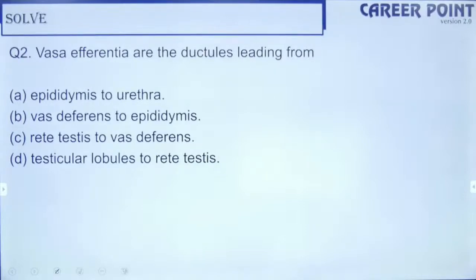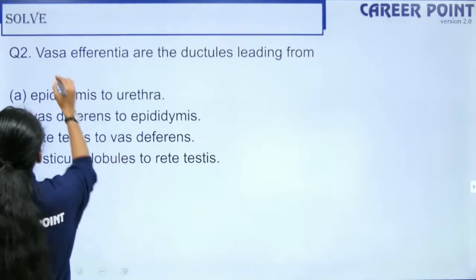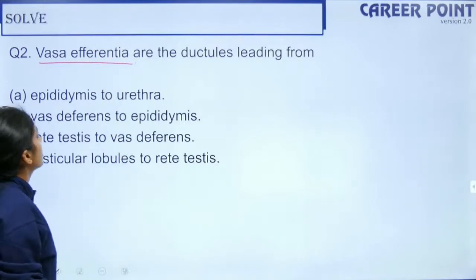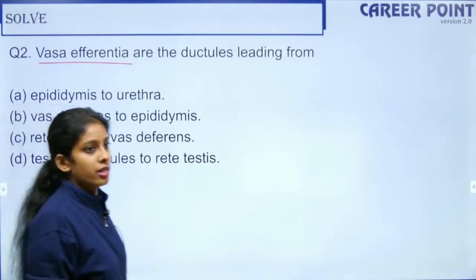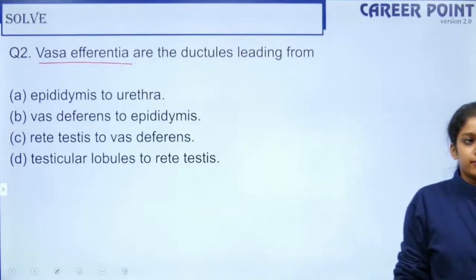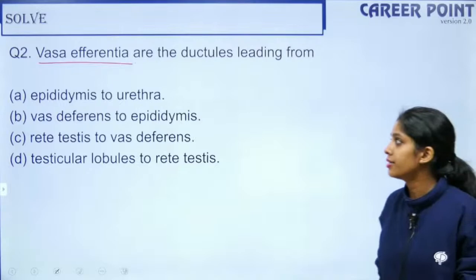So question 2. Vasa efferentia are the ductules leading from epididymis to urethra, vas deferens to epididymis, from rete testis to vas deferens, or from reticular lobules to the rete testis. Question number 2, what can be the answer? We are talking about vasa efferentia. What are the 2 regions that it connects? Yes, can you give me the right guess here? What can be the answer?